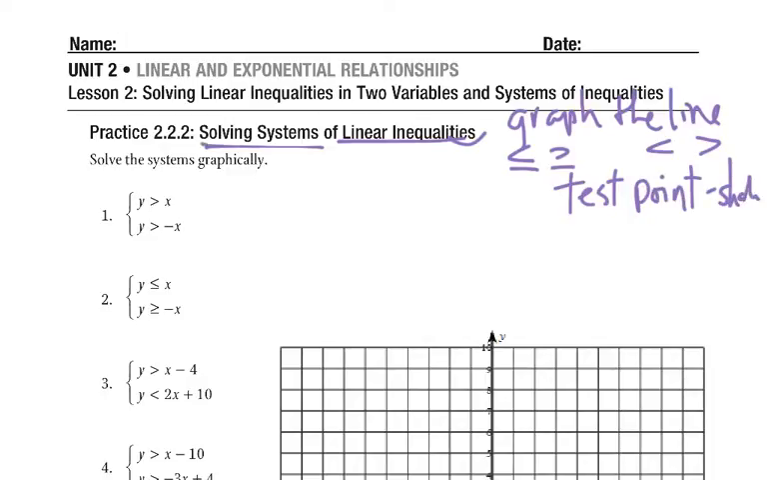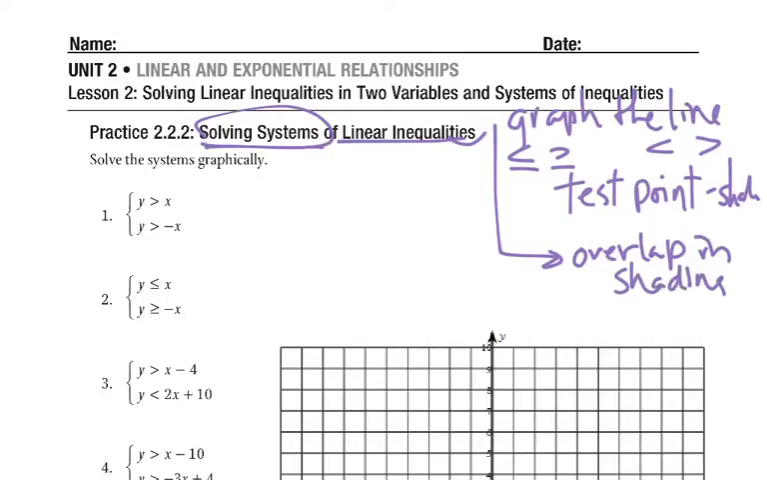So with a system, we're just doing it with more than one inequality, and we find where they overlap in their shading. So that's the extra piece: where they overlap in shading is the answer. Okay, so let's start with the first one.